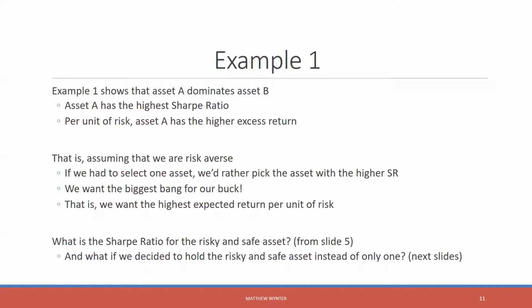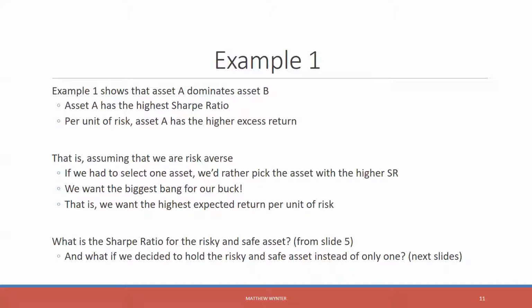What is the Sharpe ratio of the risky asset and the safe asset from slide 5? So if you remember, we started the lecture by comparing the risk and return of the world market portfolio and of the safe asset. And what if we decide to hold the risky and safe asset instead of only investing in one? There's an important distinction that I would like to make clear here.